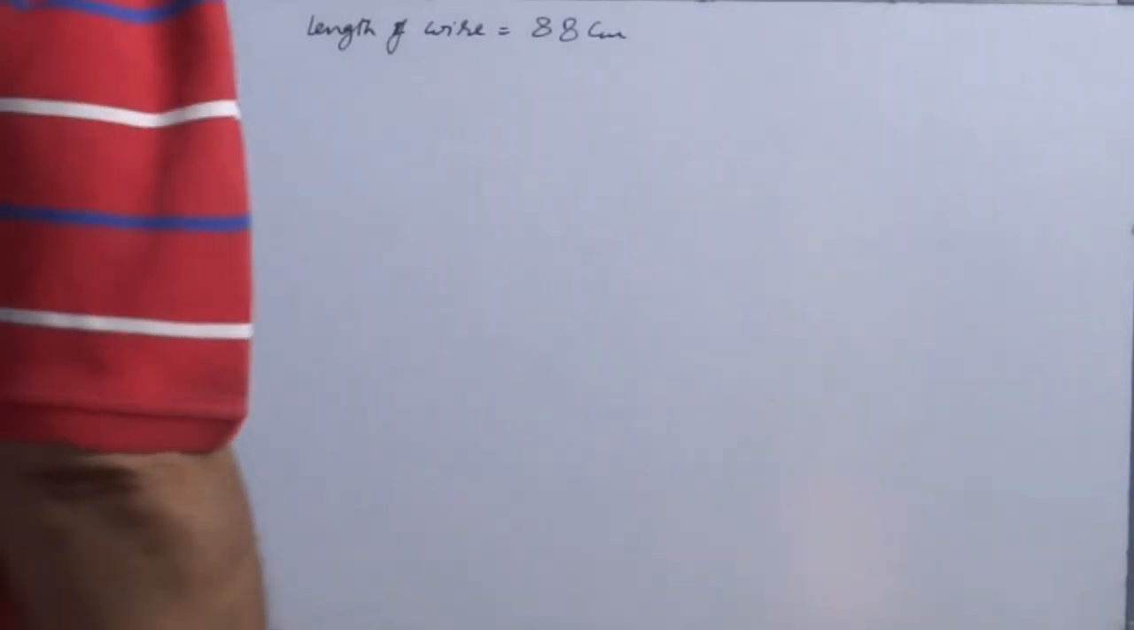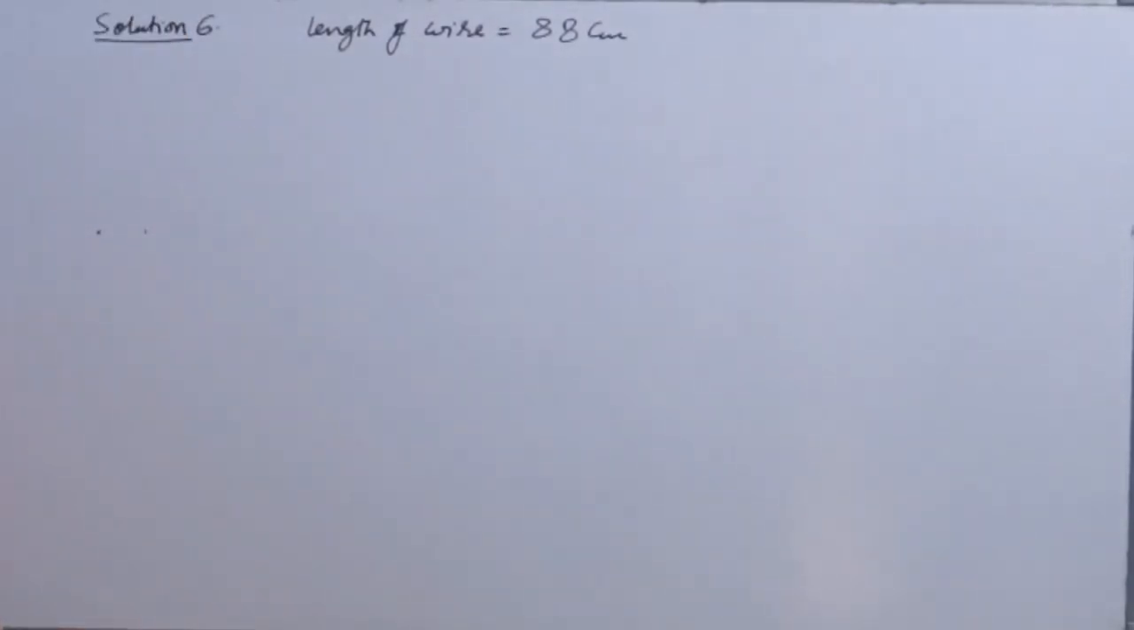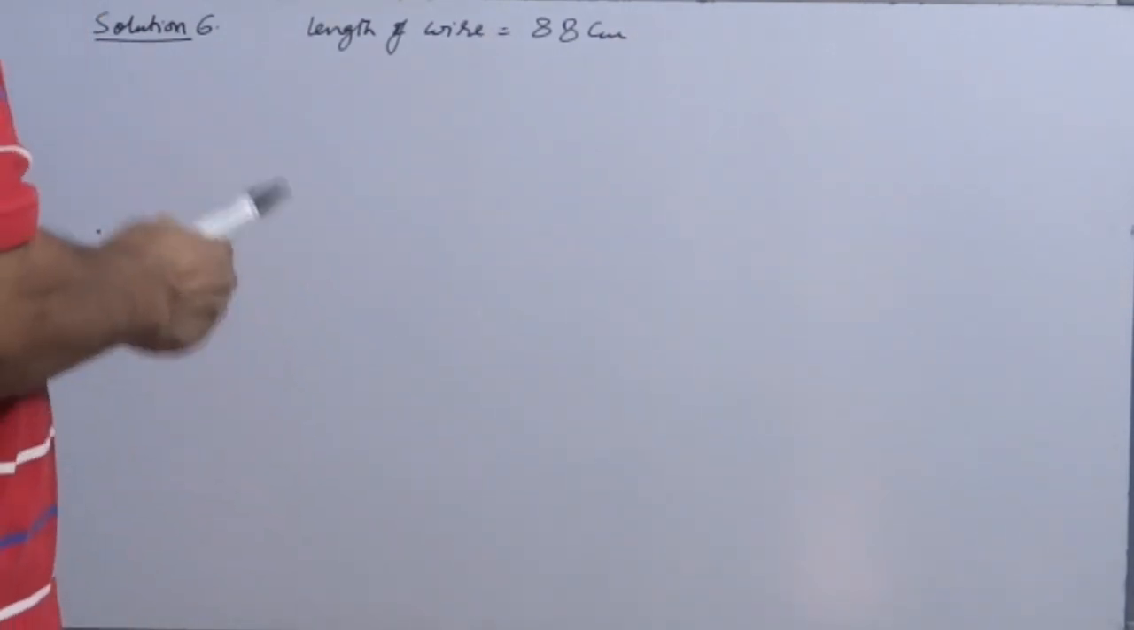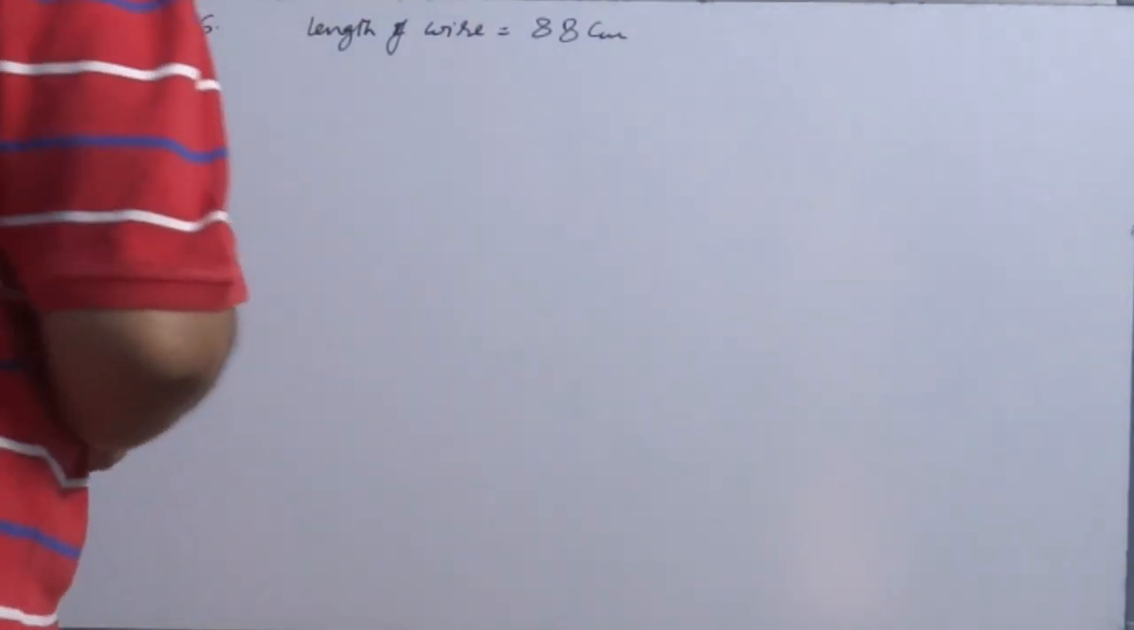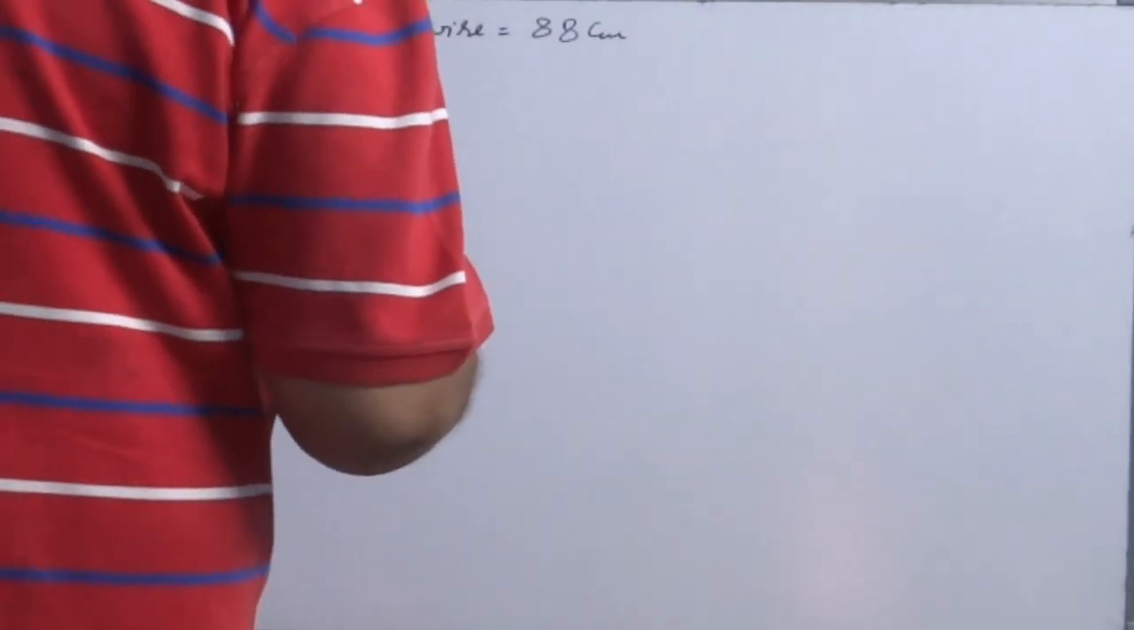Let us see another question. 6. According to this, the length of the wire is 88 cm. It is first converted into a square, then converted into a circle. And what you have to find is the ratio of the magnetic field of the two cases. This we have already done. I have given you the idea, not done. So what is there? Just see.